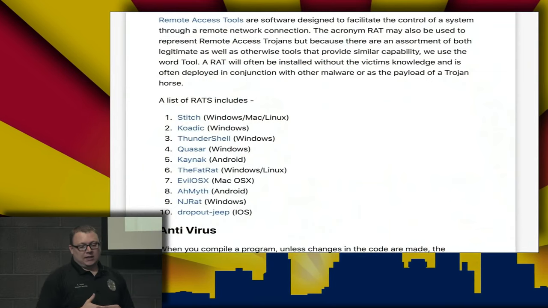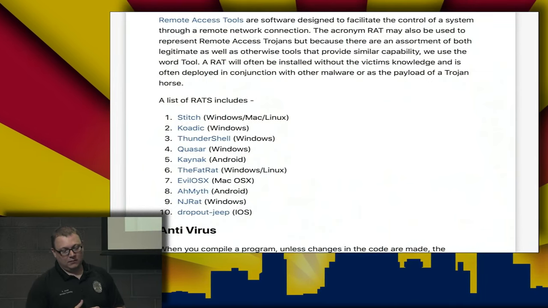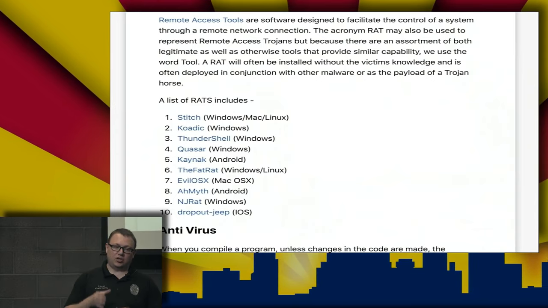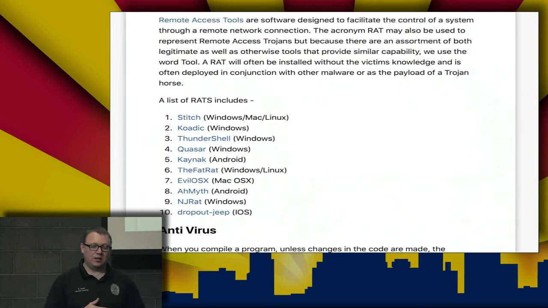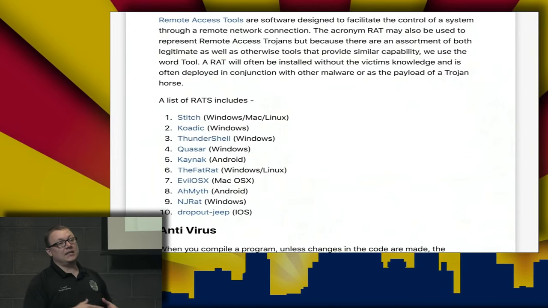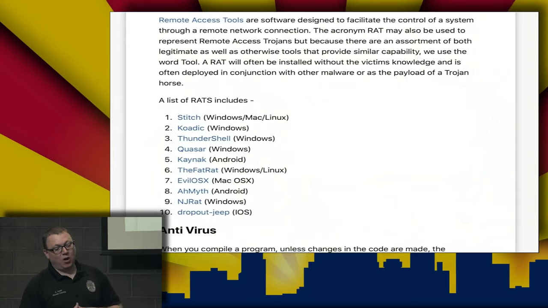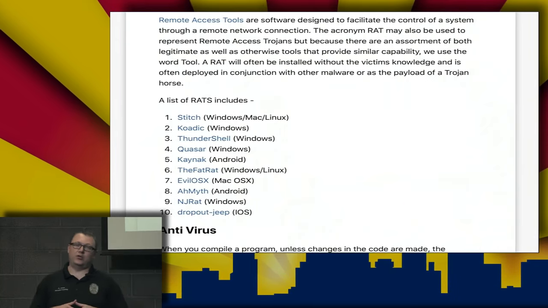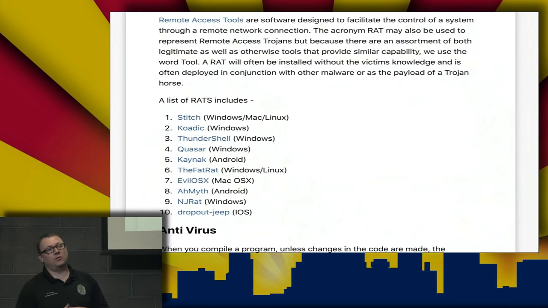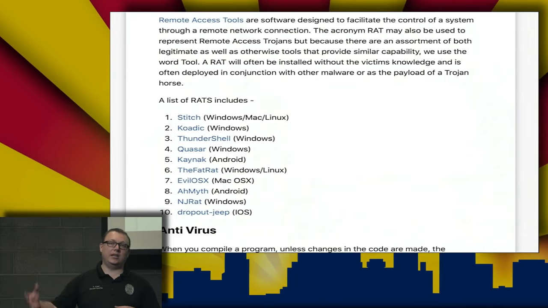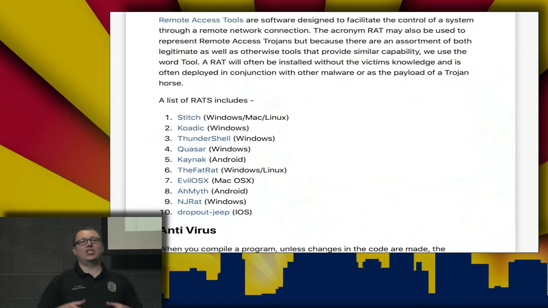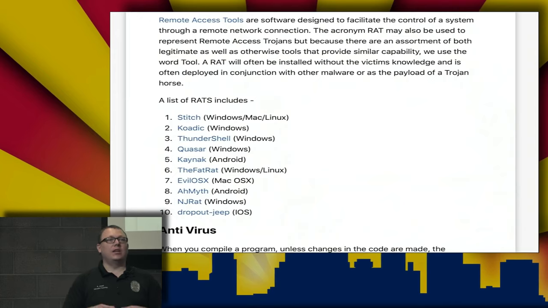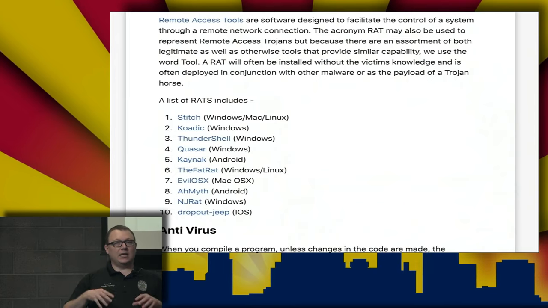So the remote access Trojan or tools, again, as I like to call it, tool, is often going to be installed and deployed without the victim's knowledge, and because of the form that it is in, will often have to be used in conjunction with other malware or as the payload for a Trojan horse. Now, this is not always the case, because of course we're going to get into social engineering and all these other ways of making this actually get onto somebody's computer, but let's just start off with this is usually not the means to an end.